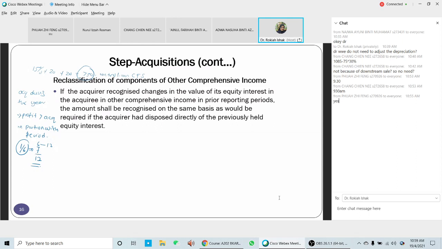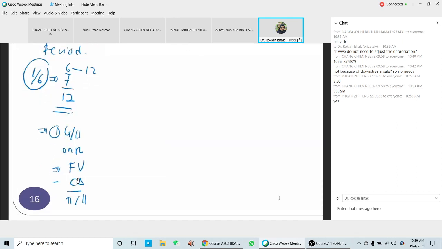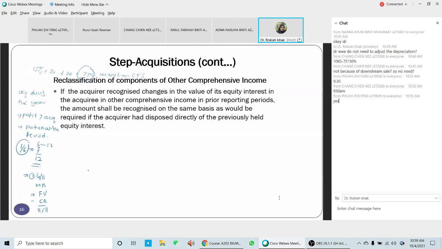acquisitions during the year. Okay, so we're going to continue. The first thing that you need to know here is you need to find the gain or loss on remeasurement. Yeah? So the gain or loss on remeasurement here is based on the difference between the fair value of the previous investment minus the carried amount. So you're going to have either a gain or a loss. But most of the time here, we're going to have a gain because the investment is going to have an increase in value. Okay.